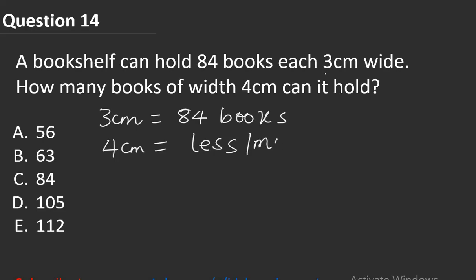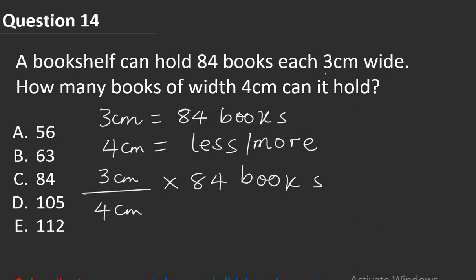If less, more under. Again, the reason why I'm doing less and more is that 4 centimeter books will definitely occupy more space. So that means the shelf is going to contain less 4 centimeters wide books than 3 centimeters, because 4 centimeters wide, of course, will be bigger. So less over more. The less is 3. We'll divide 3 centimeters by the more, which is 4 centimeters, times 84 books to get our answer.